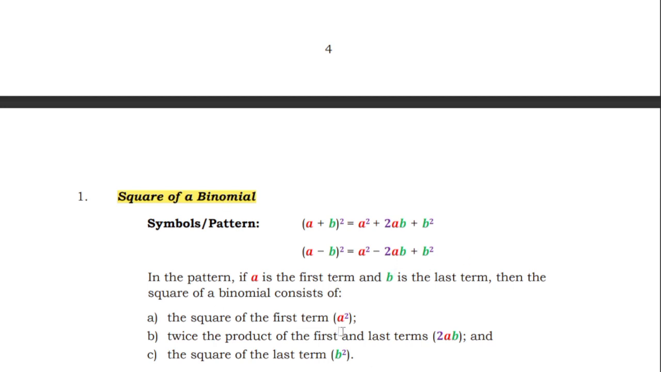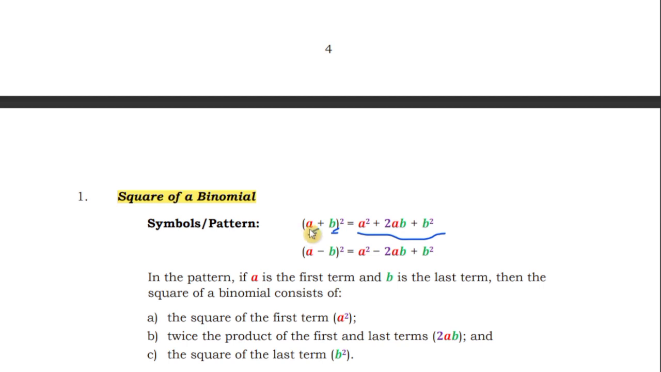What does it mean? Here, a is our first term, the first term of our binomial expression, while b is the second term. So how do we analyze this one? The first thing that we should do here is square the first term.